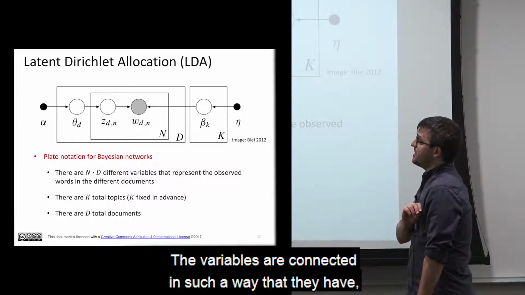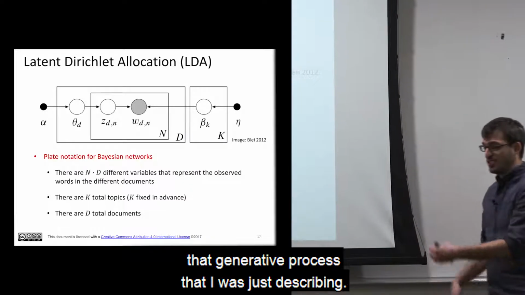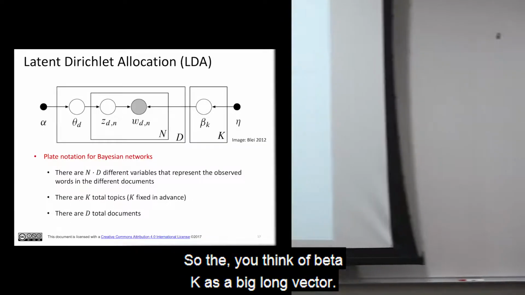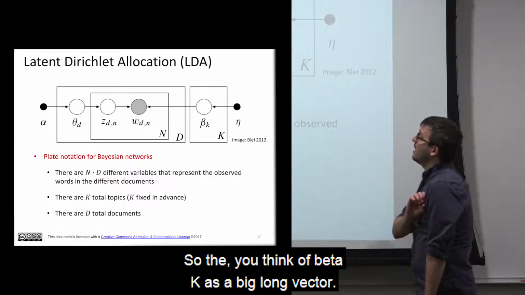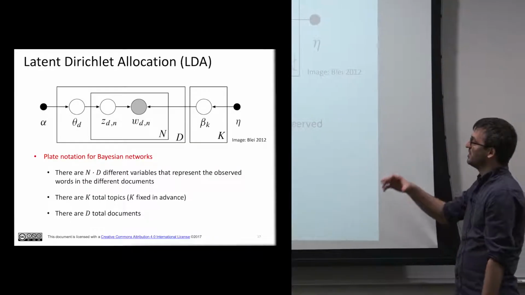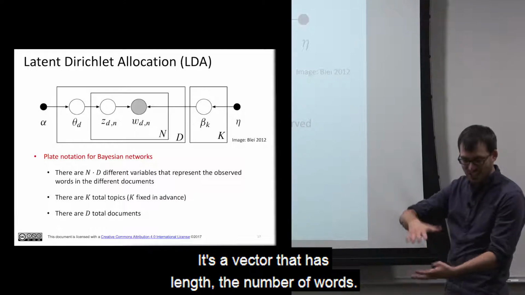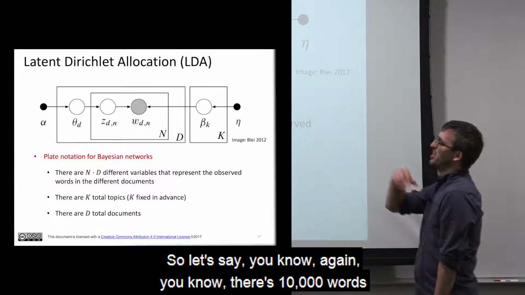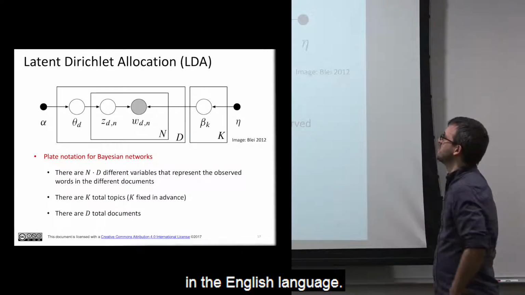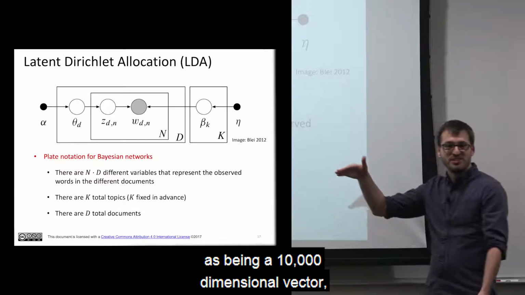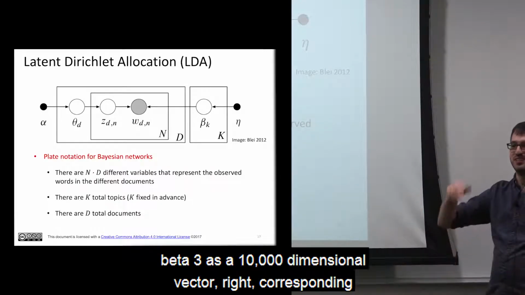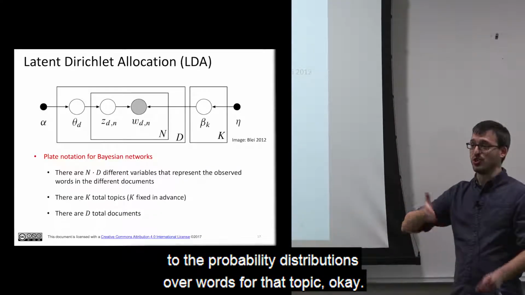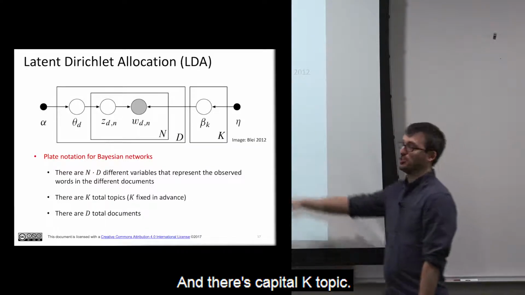The variables are connected in such a way that this model represents the generative process that I was just describing. So what do I mean? You should think of beta k as a big long vector. It has length equal to the number of words, and it's a probability distribution over words. Let's say there are 10,000 words in the English language. You should think of beta 1 as a 10,000 dimensional vector, beta 2 as a 10,000 dimensional vector, beta 3 as a 10,000 dimensional vector, corresponding to the probability distributions over words for that topic. And there are capital K topics.